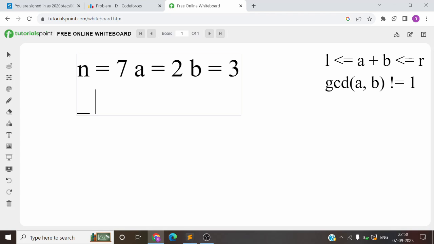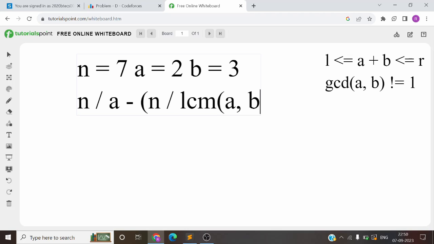It was 7. So what we need to do is we need to calculate हमें maximum values कितनी लेनी है. तो हम कैसे calculate करेंगे? n by a minus n by LCM of a comma b. It will give कि हमें maximum पीछे से कितने element लेने हैं. So in this particular case it will come out to 2. So we need to take the sum of 7 plus 6.